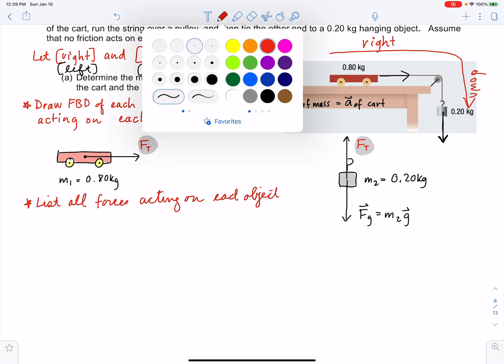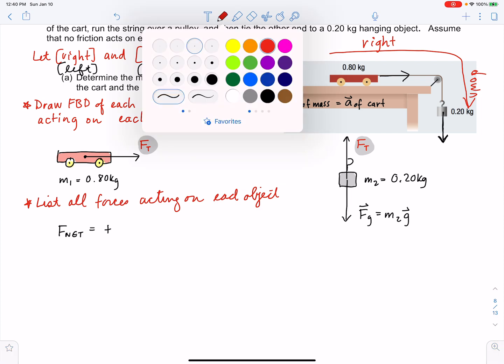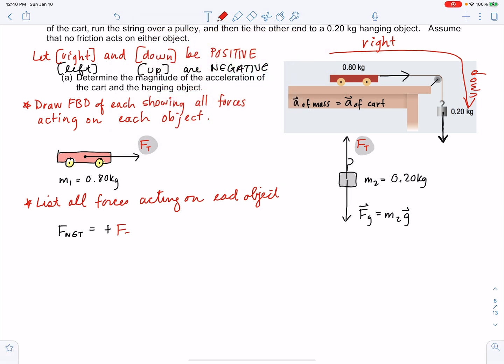So we're going to say, and we're going to use plus or minus to indicate direction this time. For object number 1, the net force acting on object number 1 will be plus the force of tension. And I used plus because for this cart on top of the table, tension is pulling it to the right.